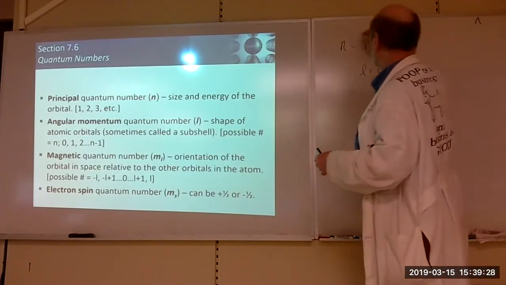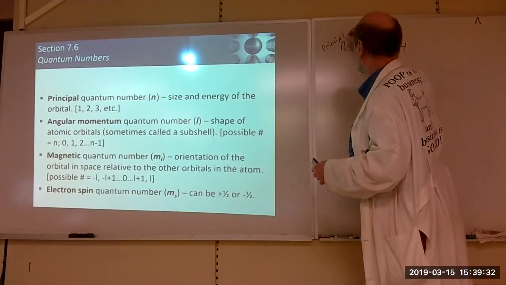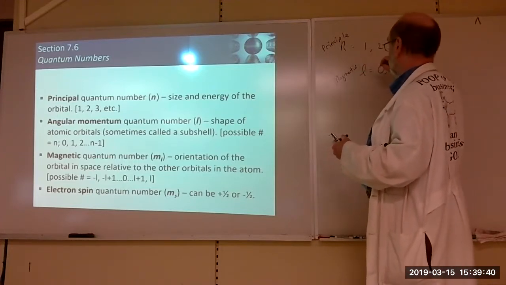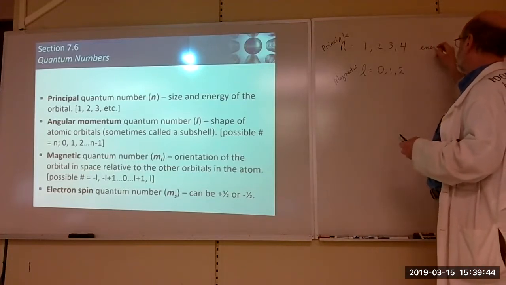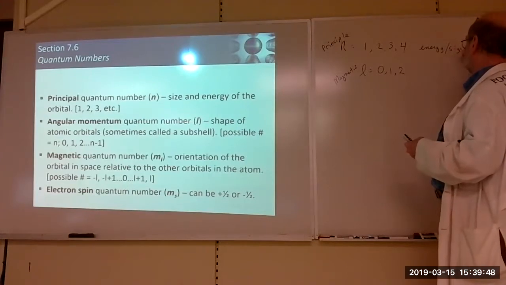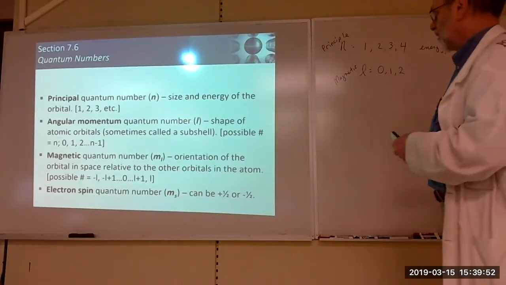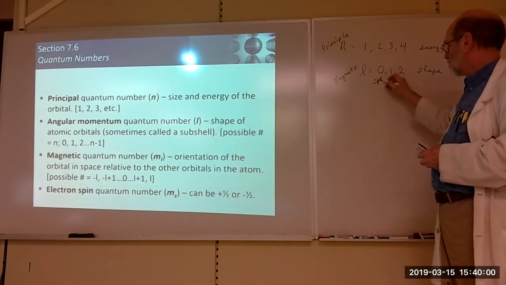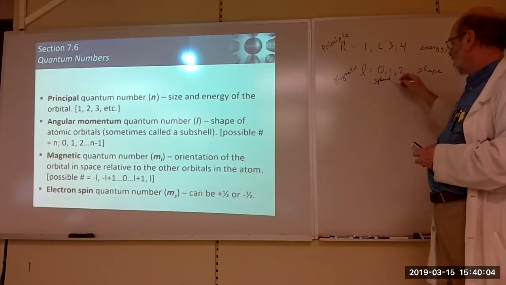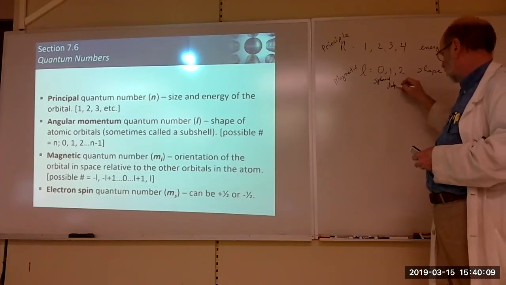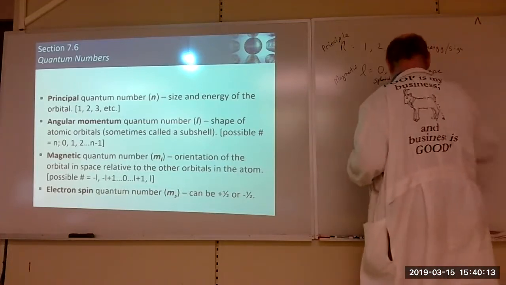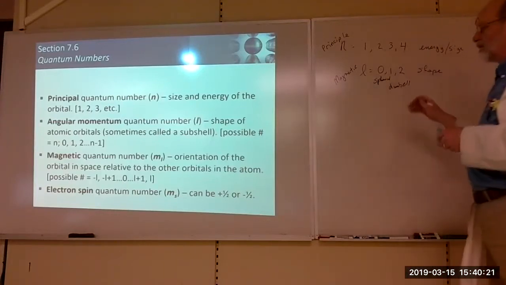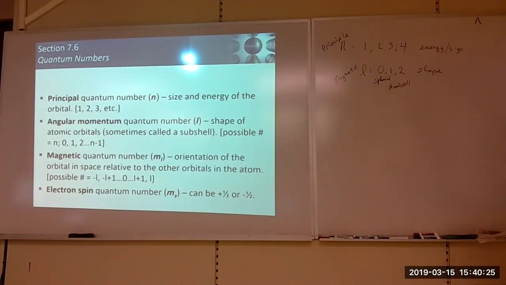Now, this is the principal quantum number. This is the magnetic quantum number. This one refers to the energy of the electron and size of the orbital. This one refers to the shape. If it's 0, the shape is spherical. If it's 1, it's kind of like a dumbbell. And 2 and higher, they get really complex, so I'm not going to bother trying to draw those.